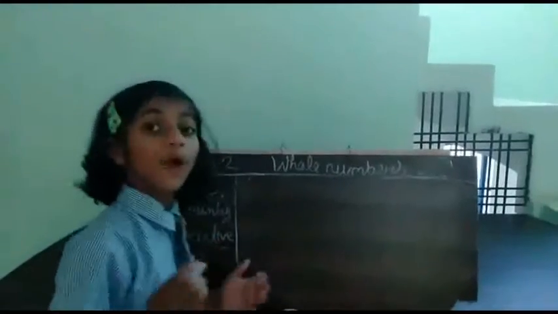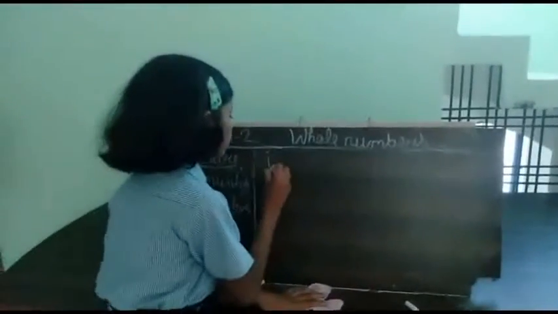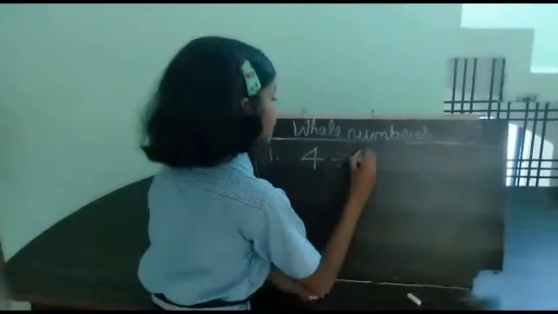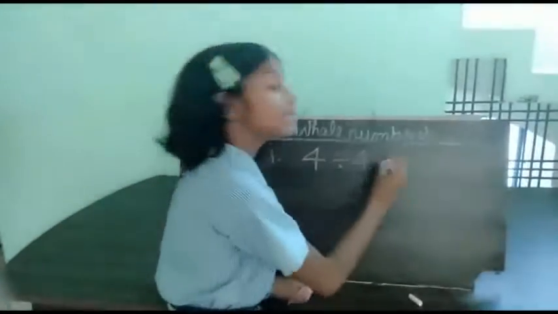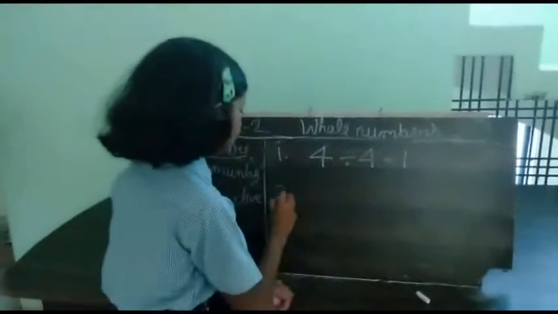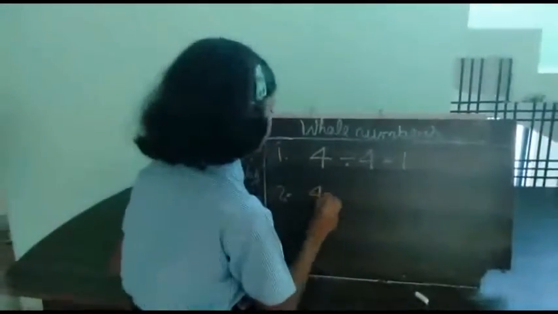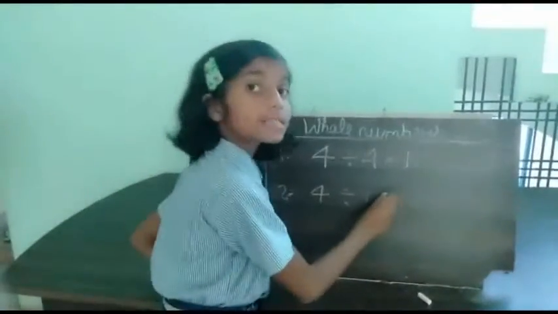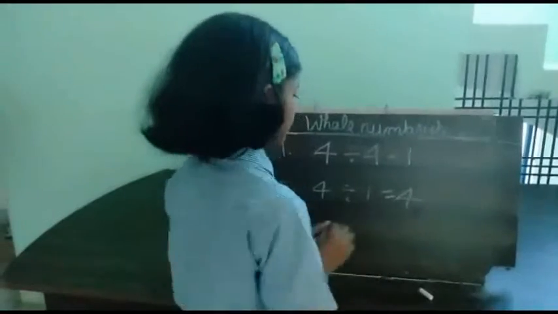Now property of 1. So first, 4 divided by 4 equals 1. Second, 4 divided by 1 equals 4. This is the property of 1.